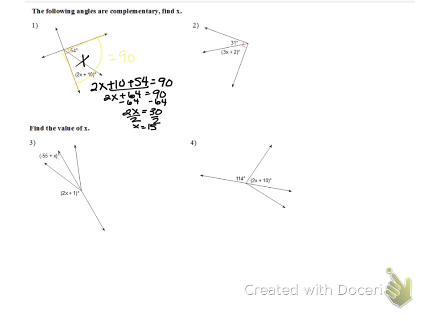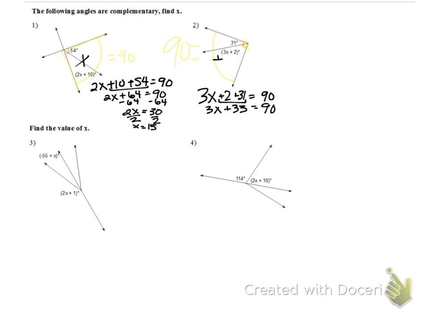Number 2, the exact same thing. We can see that it's creating this 90-degree angle because it has that box in the corner, so we know that both of those added together equal 90. So again, add them together. I got 3x plus 2 and then plus 31 equals 90. So again, combine like terms. I got my 3x, combine my 2 and 31, giving me plus 33, and then equals 90.